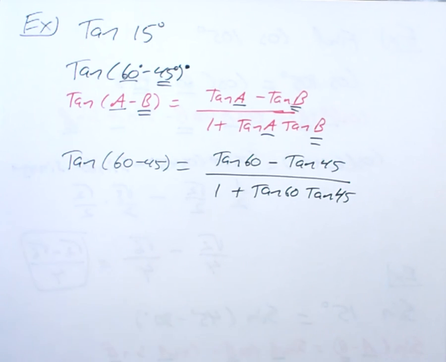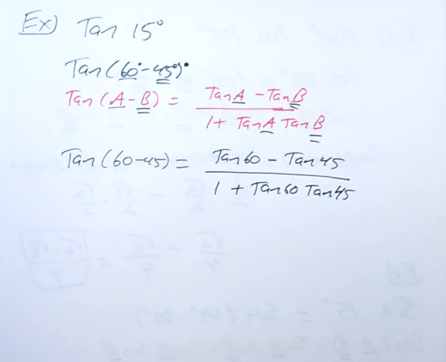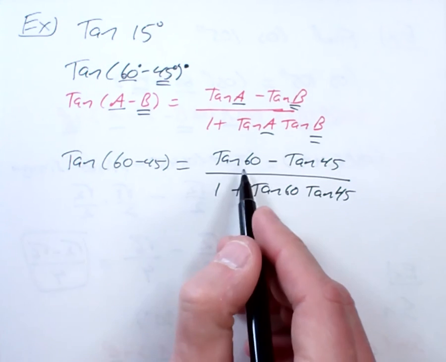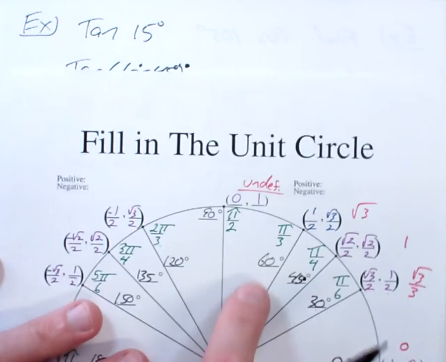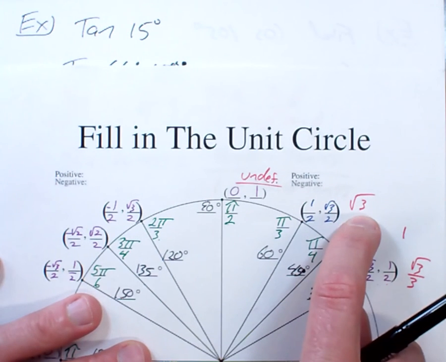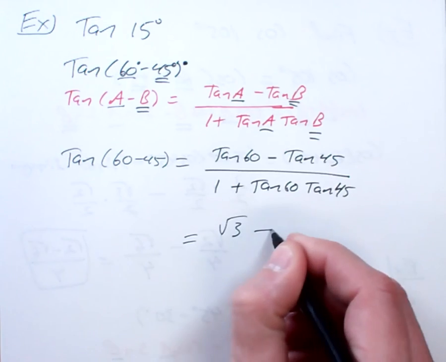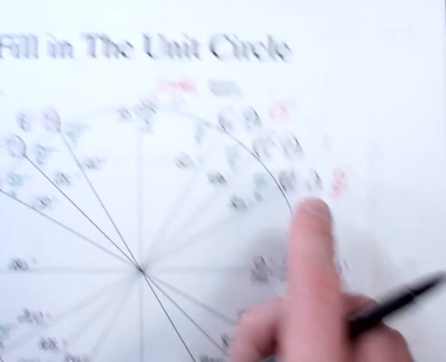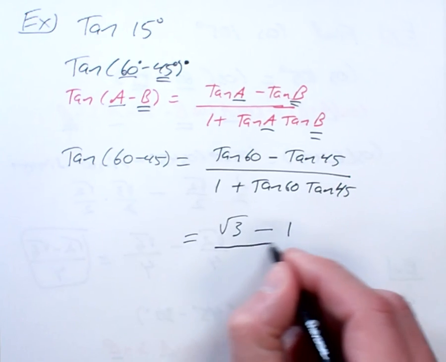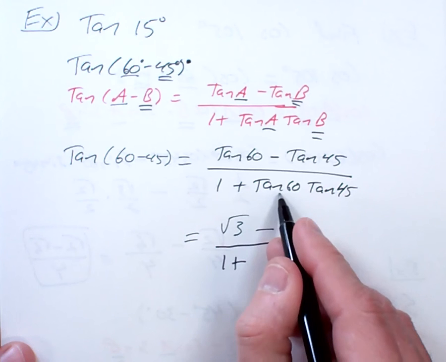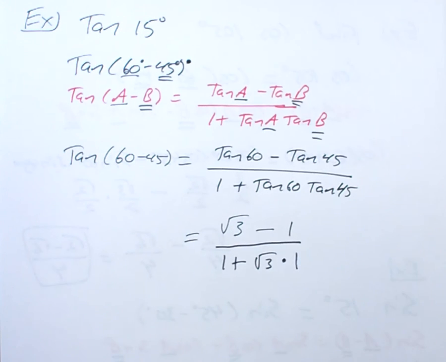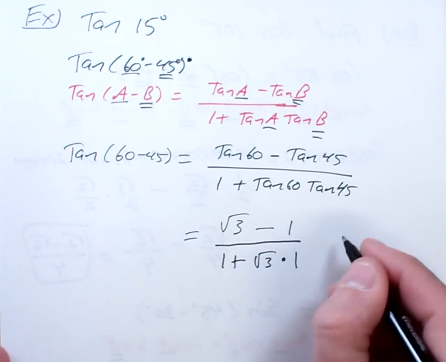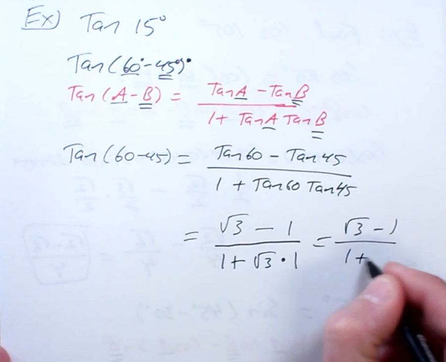So plugging the numbers in isn't that bad. Like I said, the only difference is here, now I have fractions. I got a fraction and I have to simplify that, and that makes it a little more difficult to simplify, that's all. So tangent of 60 degrees, when you look on your chart, what do you find? There's 60 degrees. There's square root of 3 for tangent. So that equals square root of 3 minus, what's tangent of 45? 45 is there, we get 1, over 1 plus tangent of 60, we already said was square root of 3, times tangent of 45, which we said was 1. Square root of 3 times 1 is just square root of 3. So square root of 3 minus 1 over 1 plus square root of 3.